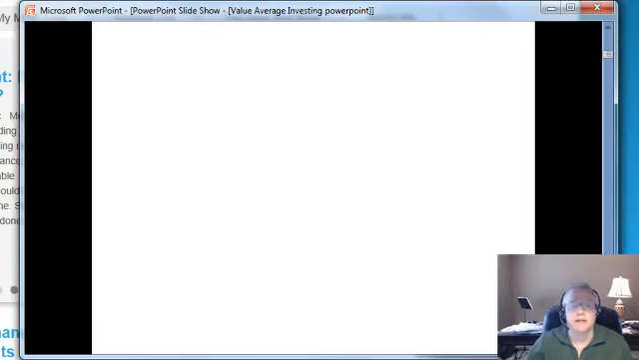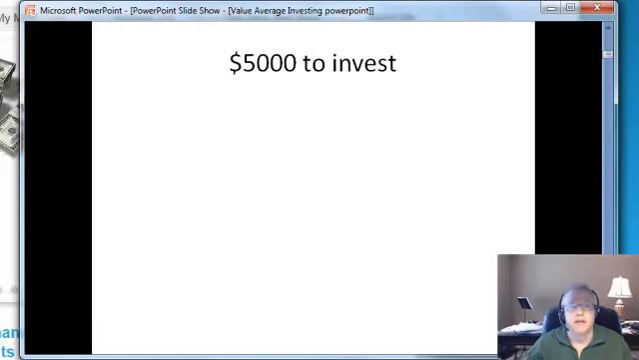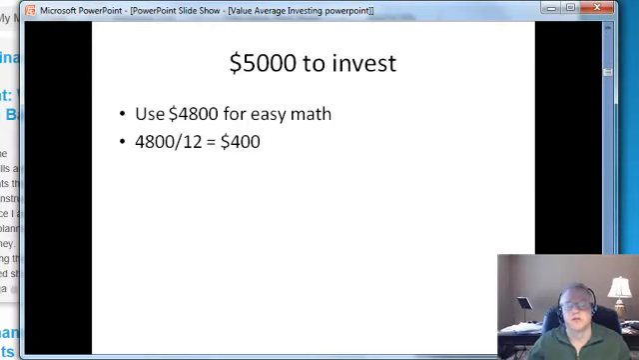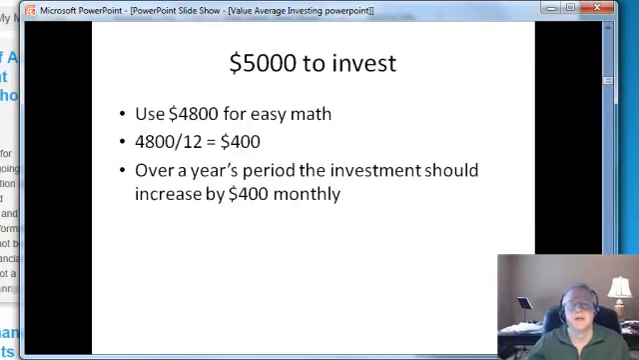So if you've got, let's say, $5,000 to invest, and you want to make this investment over a course of a 12-month period of time, we'll use $4,800 for easy math. So you divide this by 12 over a year's period of time, and you come up with a monthly amount of about $400. So over a year's period, the investment would then be about $400 monthly.